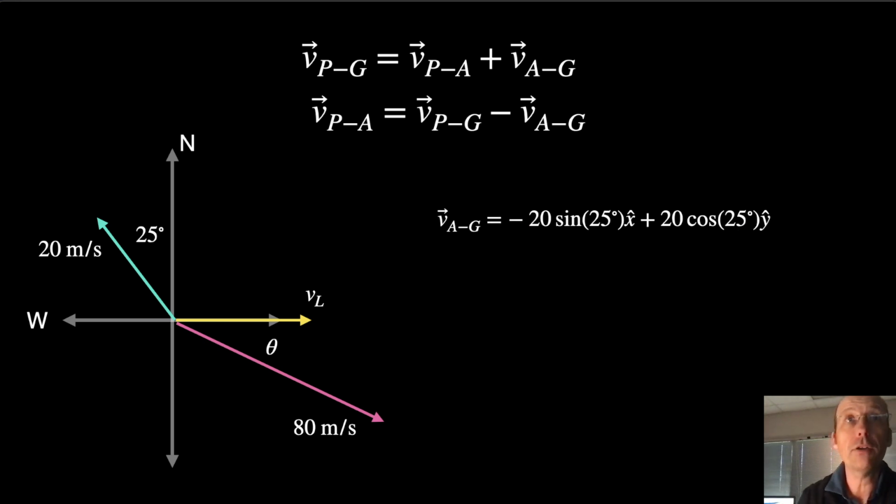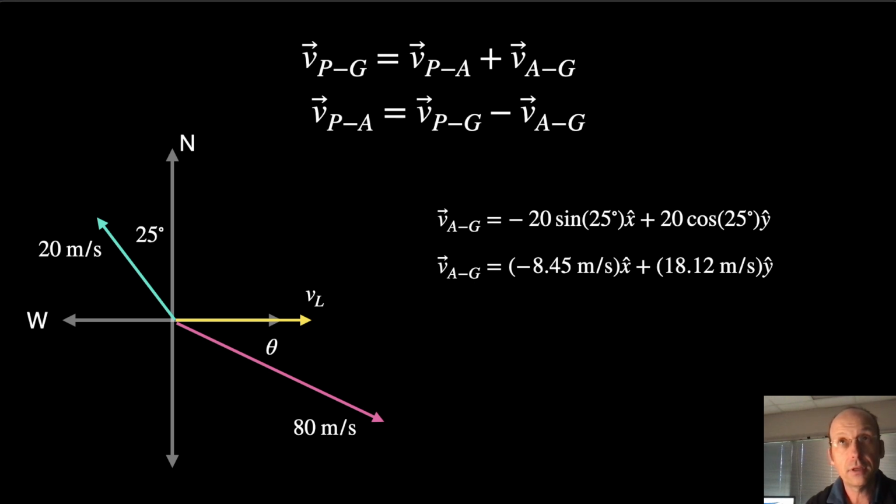Now what about the velocity of the air with respect to the ground? The airplane. No, that's air with respect to the ground. Oh, no, I'm sorry. I was looking at my notes. So what I'll do is just calculate this. 20 sine 25 is 8.45, then the negative sign, and this is 18.12.